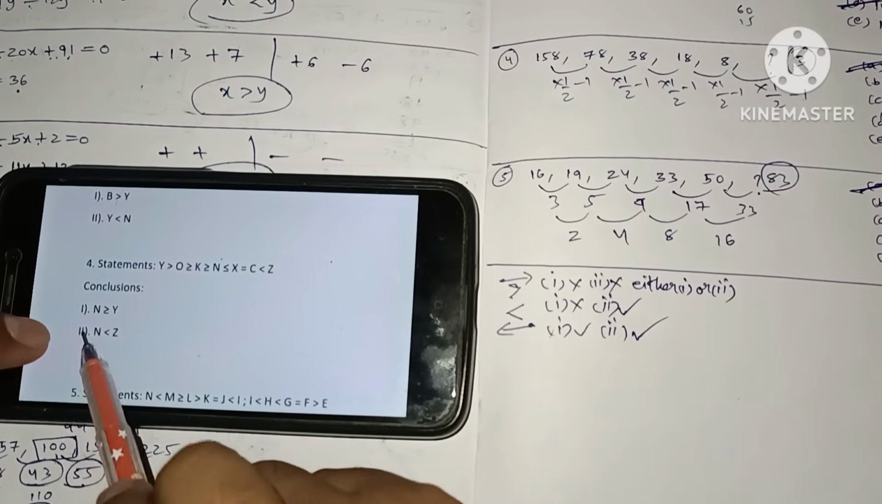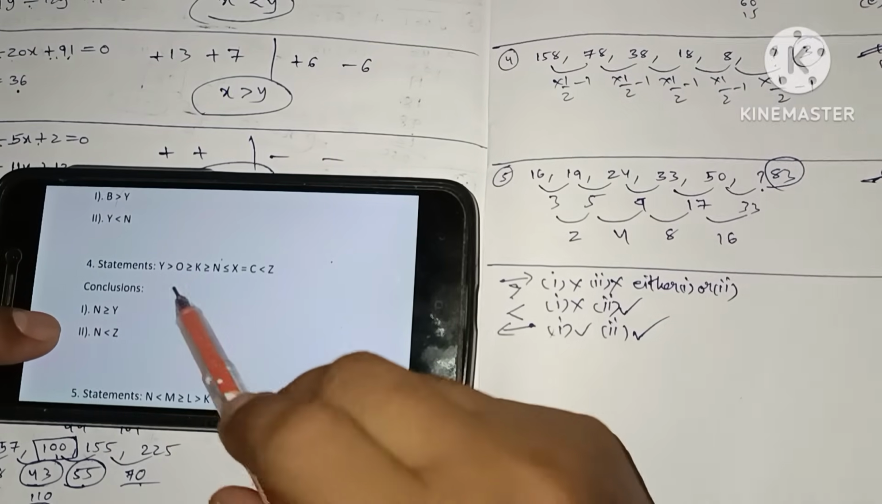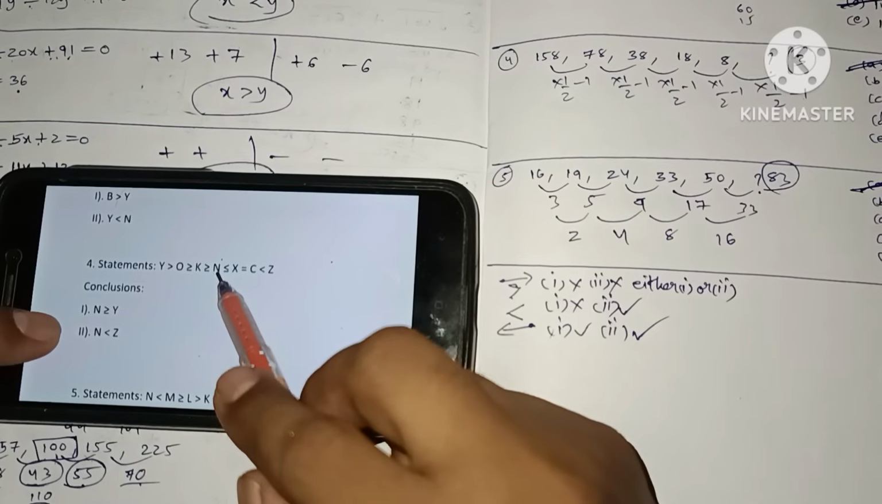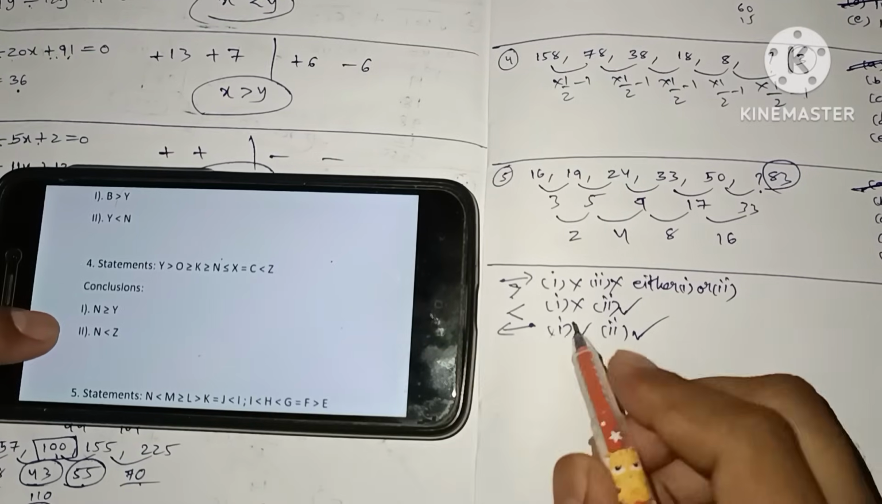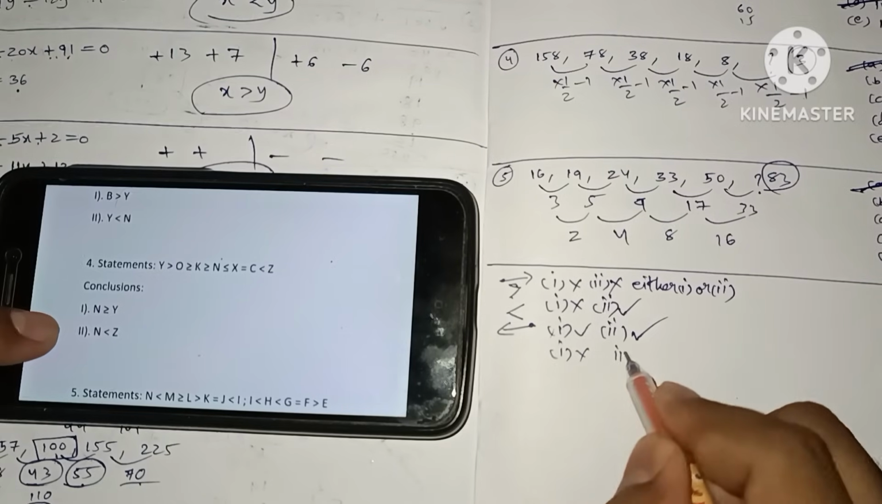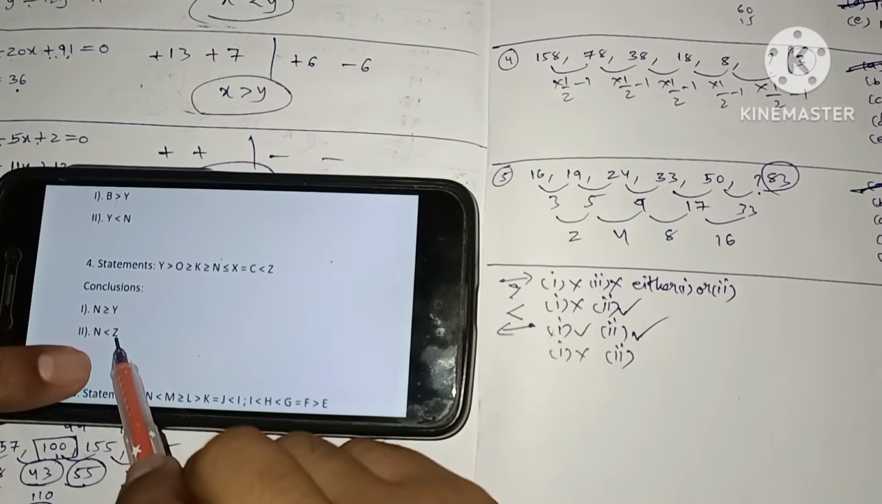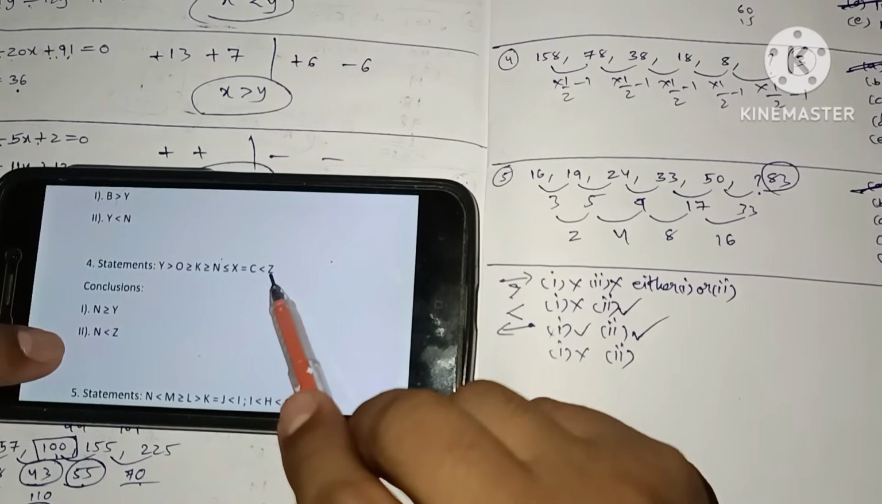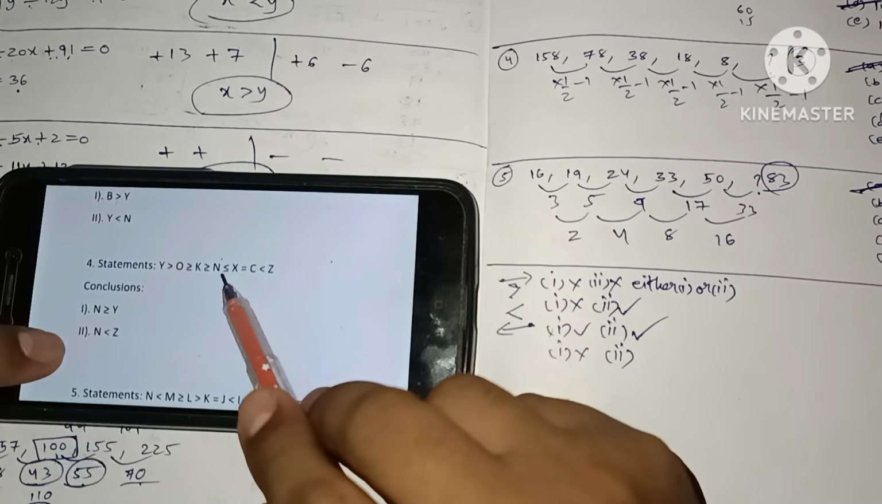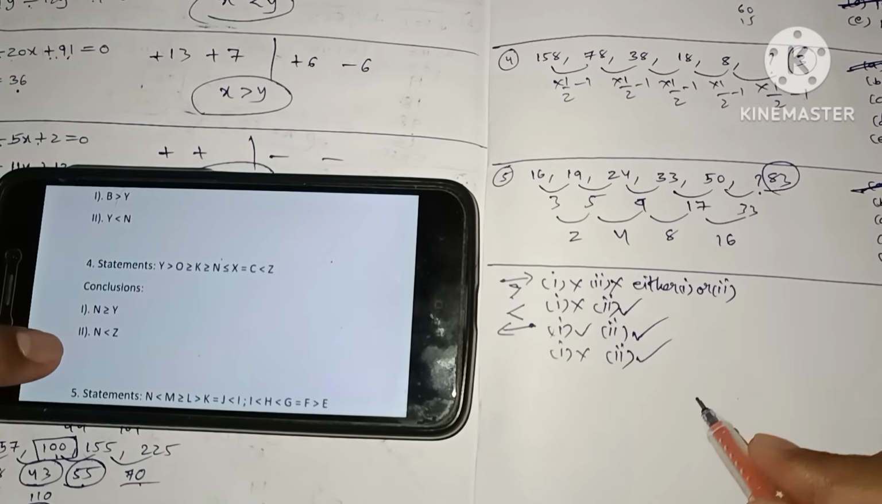Fourth question, the flow from N to Y with everywhere equals to. From N there is no flow. So the first conclusion will be false. Second conclusion, the flow from Z to N. From Z we can reach to C, X and N. So the second conclusion is true.